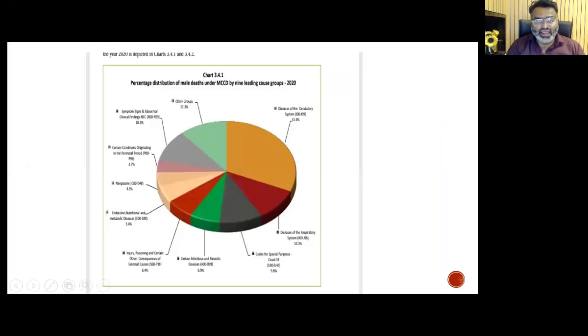Now, if you look at this MCCD data, about 2020, what were the leading causes of death? Diseases of the cardiovascular system, diseases of the respiratory system, and so on, injuries, illness, nutritional deficiencies, poisoning, and other unspecified groups, which is not very clear. So if you are a policymaker and you look at this chart, which section will you prioritize as far as taking action is concerned? Obviously, the leading cause will be taken care of. That is why we need to correctly certify the cause of death.